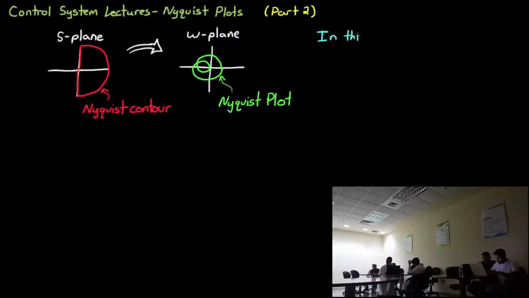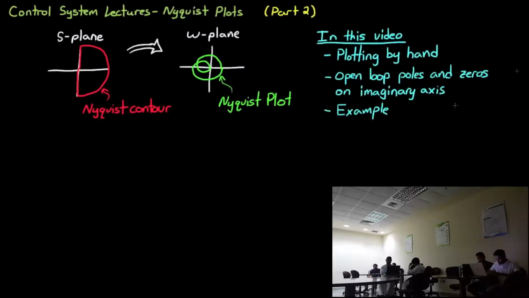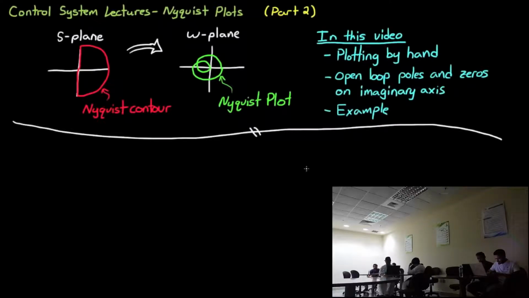So now let me continue from there, and in this video I'm going to show you a simple way to estimate a Nyquist plot by hand. I'll explain how to handle open loop poles and zeros on the imaginary axis, and then walk through an example that illustrates the power of the Nyquist plot over similar methods like the Bode plot. So let's get to it.